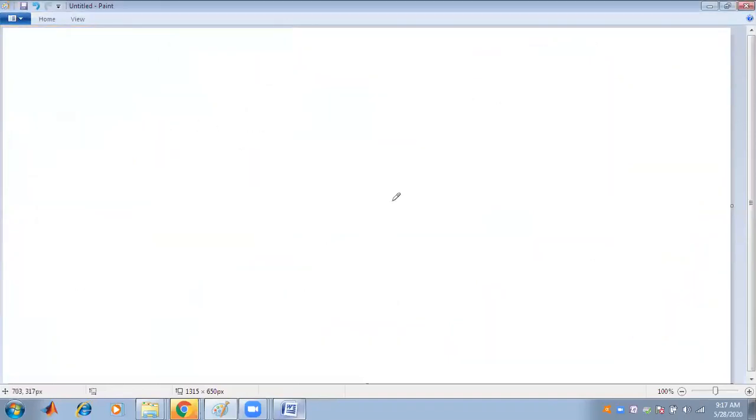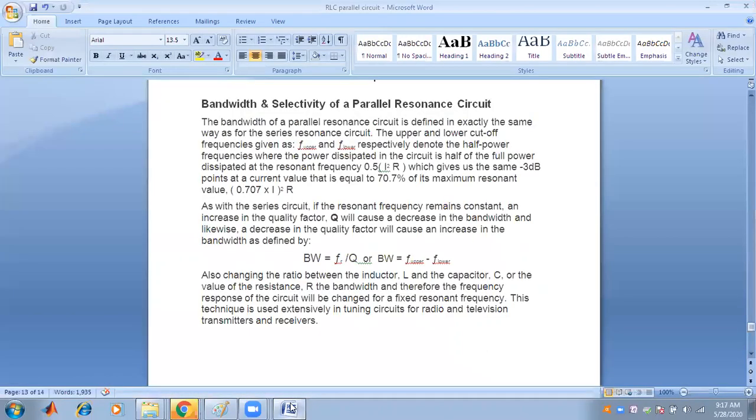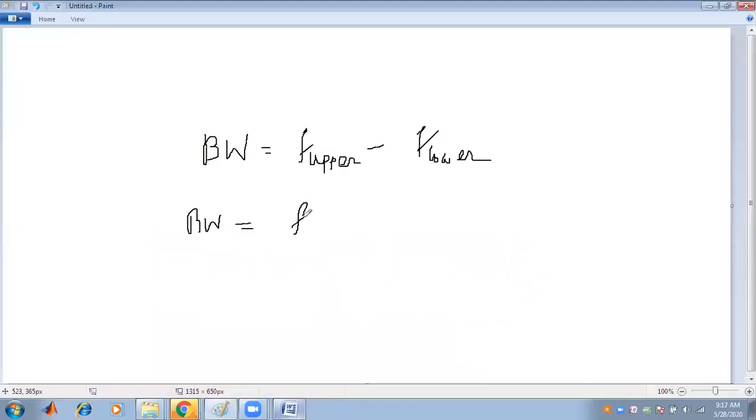So the bandwidth is generally known as the difference between the upper and the lower frequencies, F upper minus F lower. The bandwidth can also be calculated in terms of the quality factor. So bandwidth can be written as the resonant frequency divided by the quality factor.